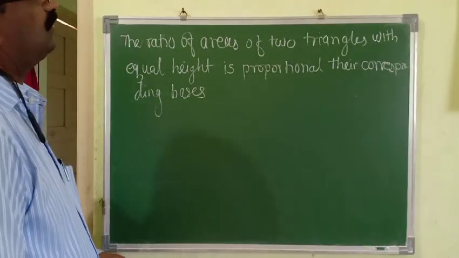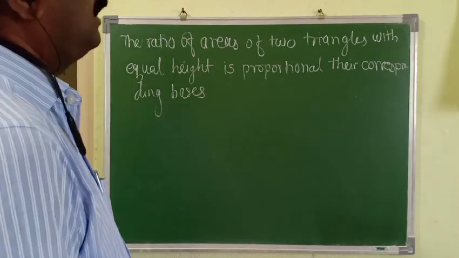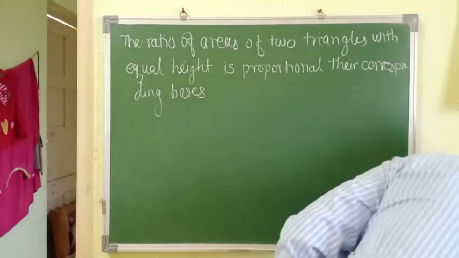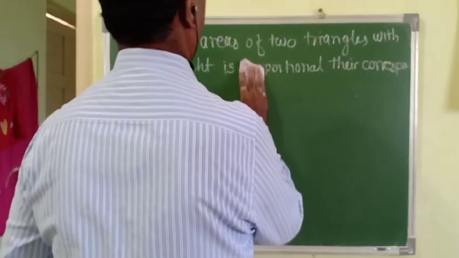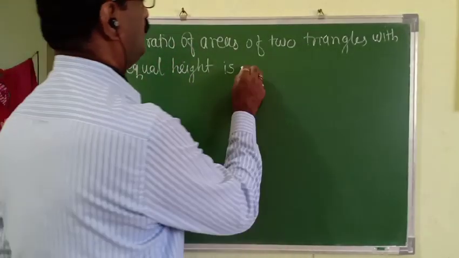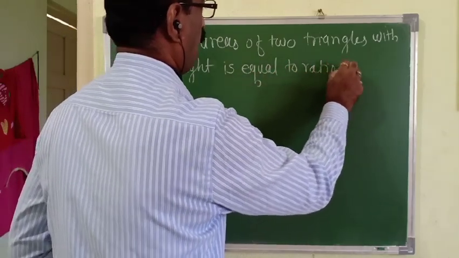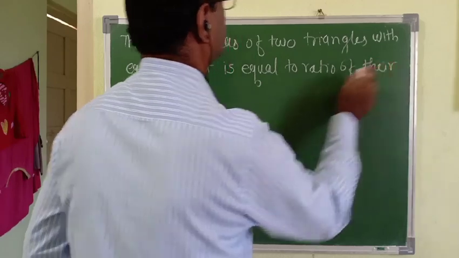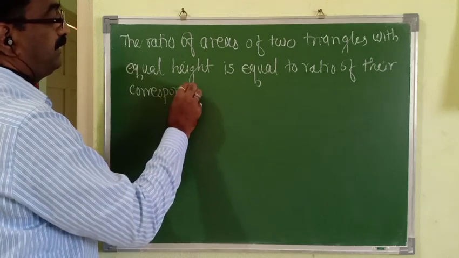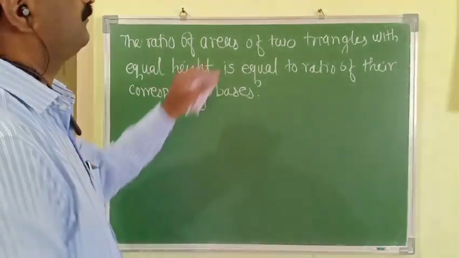Write down that the ratio of areas of two triangles with equal height is proportional to their corresponding bases. Or instead of this, we can also write: with equal height, the ratio of their corresponding bases. Same thing.